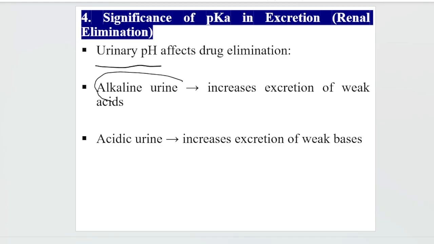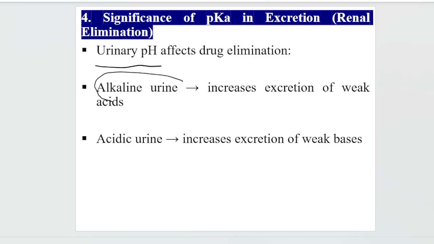If the urine is acidic, it will increase the excretion of weak basic drug, because the weak basic drug will become ionized and cannot be reabsorbed from the nephron. तो इसलिए हम कहते हैं कि urinary pH is very important to determine whether the drug will be excreted or not. And if the drug is present in the ionized form, it will be excreted.